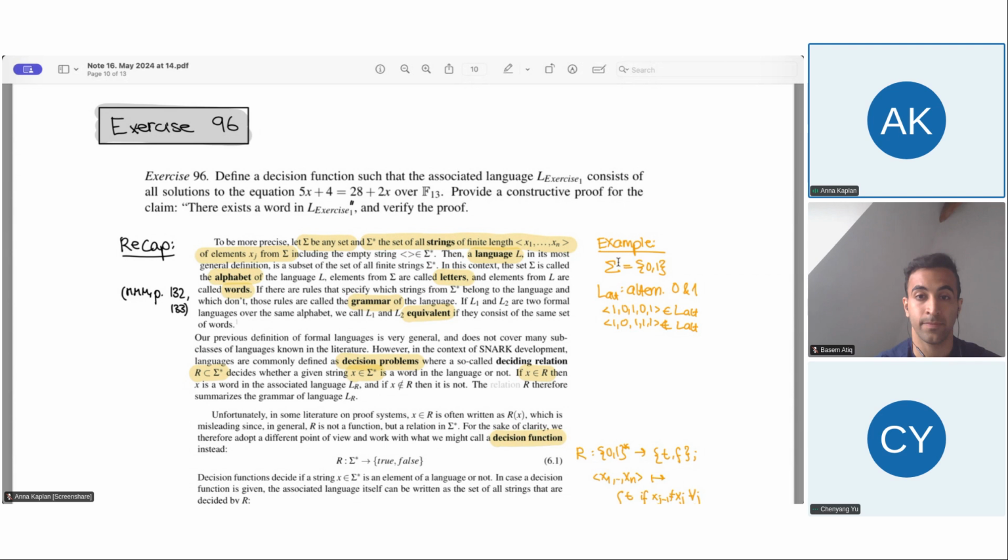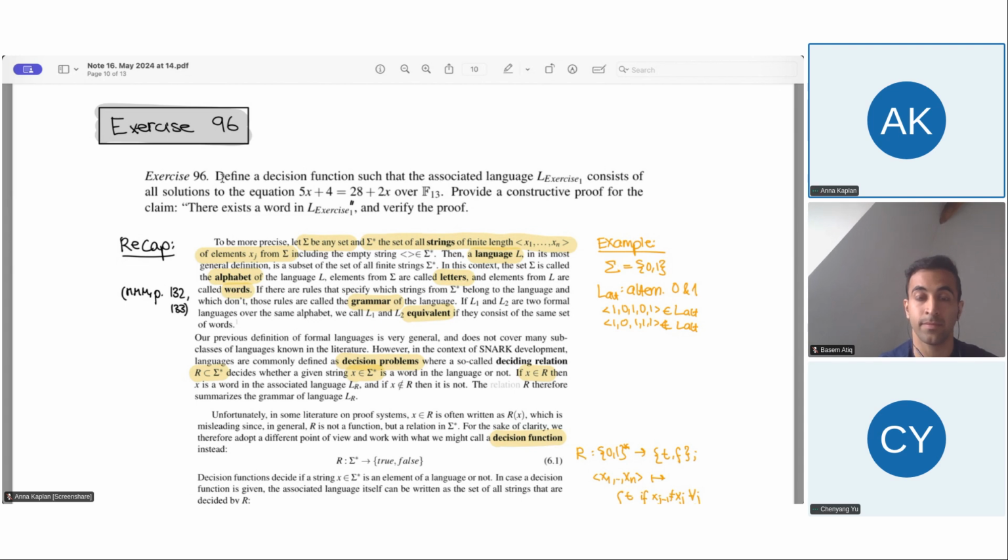Okay, so the idea is, we really need to separate the idea of what you want to prove in a SNARK, and how you put it in mathematical language. How do I actually make it a problem, a statement, and things like that? So exercise 96 is actually just a beginner's exercise.